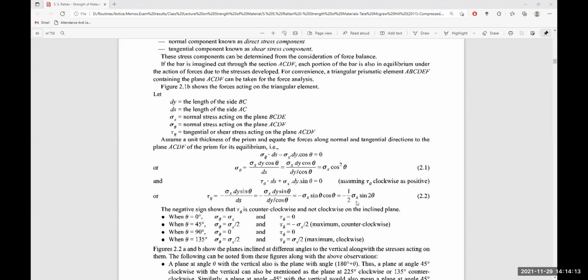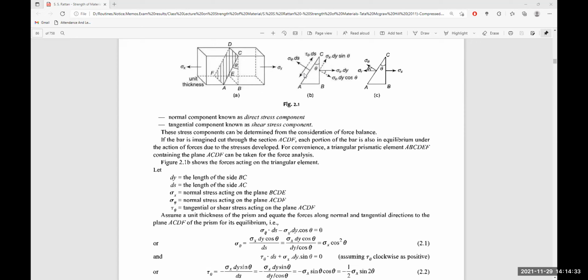Now, the negative sign shows that tau theta, the angle shown here, is created on the anti-clockwise side. So tau theta is counterclockwise and not clockwise as in the inclined plane.